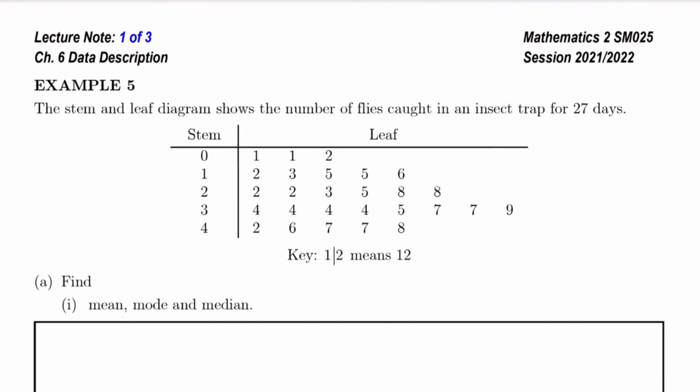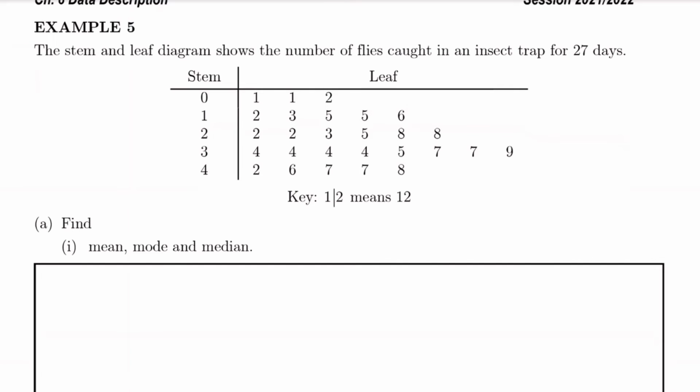Example 5. The stem and leaf diagram shows the number of flies caught in an insect trap for 27 days. So we are given a stem and leaf diagram, and the key is 1, 2 means 12. The first question is we need to find the mean, mode, and median.